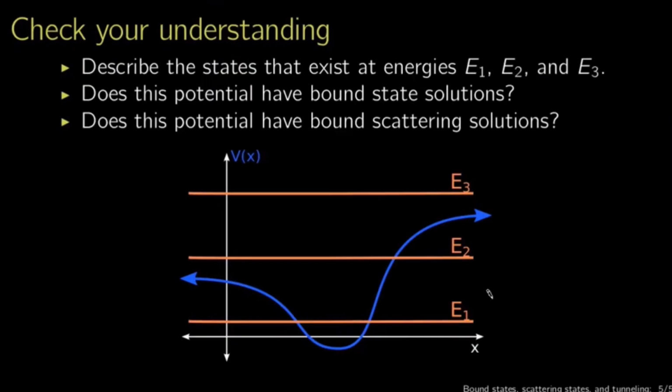To check your understanding, consider the potential shown in orange here, V of x, and describe the states that exist at particular energy levels, whether they're free or bound, for instance, where you would be likely to find the particle if you were to observe it at a particular energy level. Second question, does this potential have bound state solutions? And third question, does this potential have scattering solutions? Not bound scattering solutions, ignore that word. Scattering state solutions.